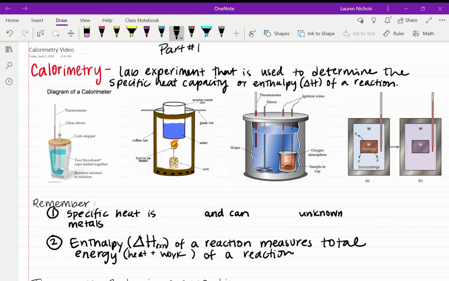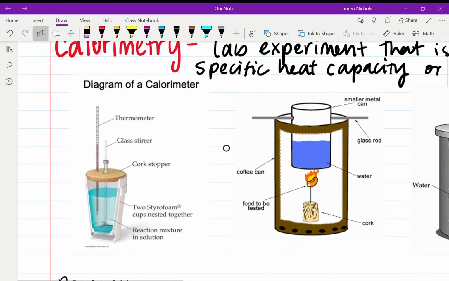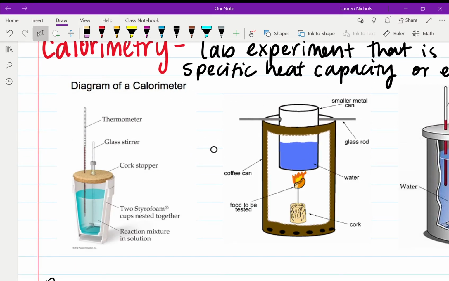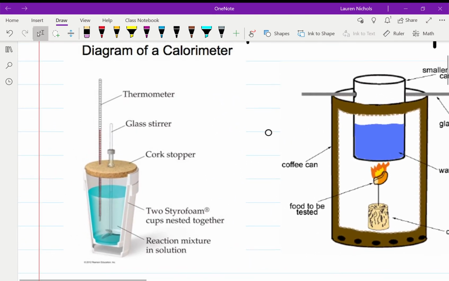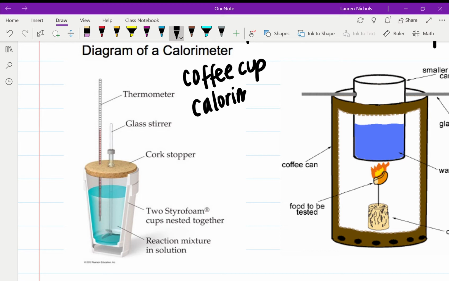And so what I've put here is some images of what this would look like in the lab. This type of diagram here would be called a coffee cup calorimeter, because we would make the calorimeter out of 2 styrofoam cups nested together or sitting in one another. And you would put a cork stopper as a lid. You would have a stirrer in order to stir your reaction around, and you would have your thermometer to measure the temperature, and you would have your reaction.